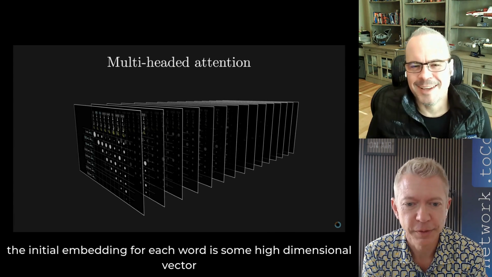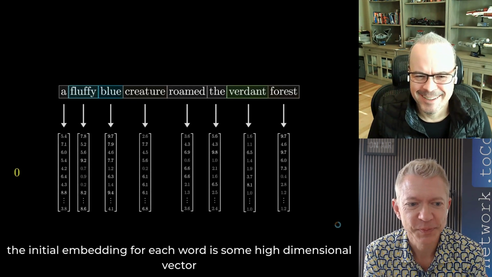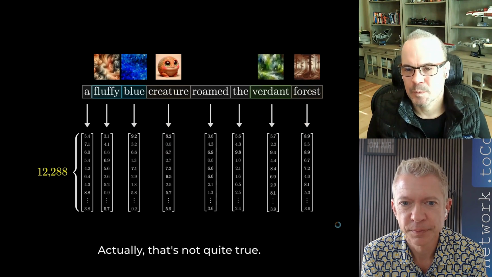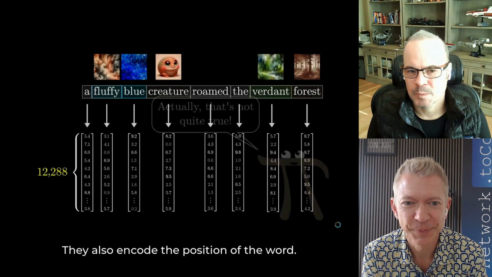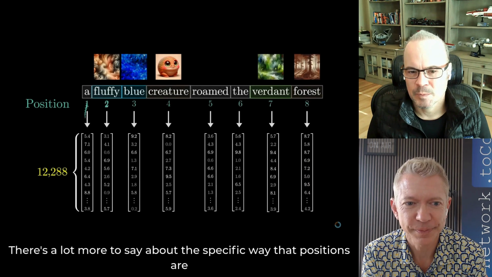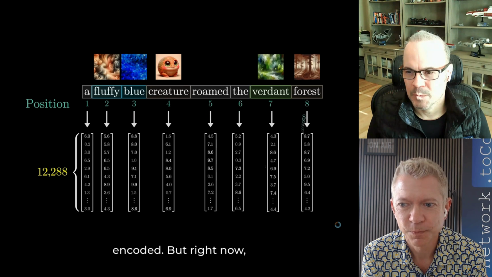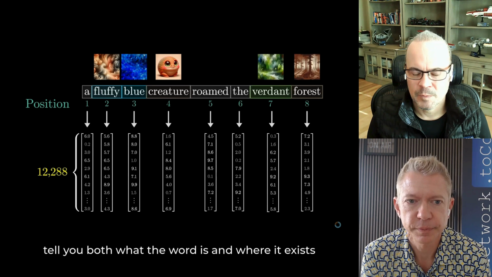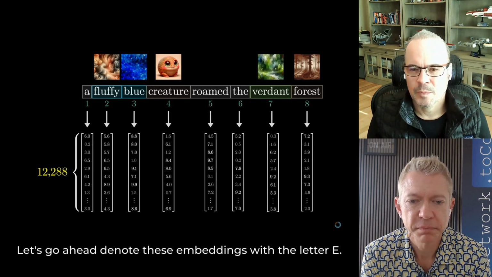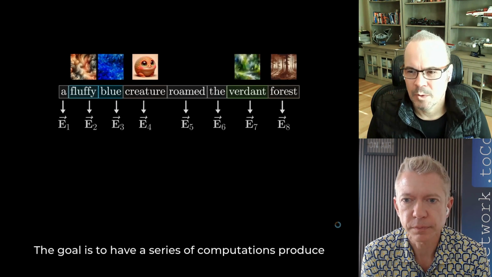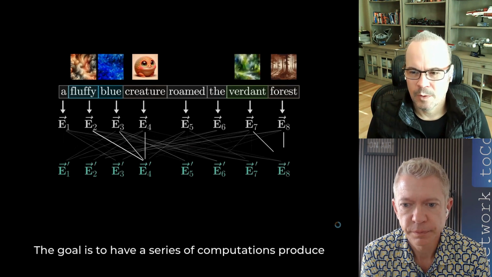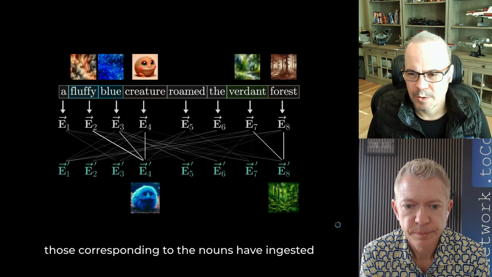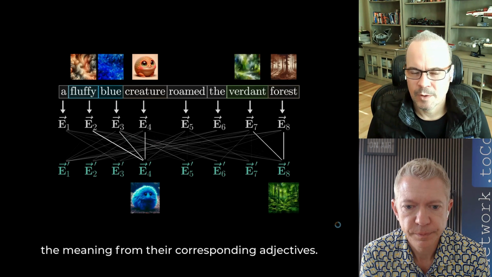Again, the initial embedding for each word is some high-dimensional vector that only encodes the meaning of that particular word with no context. Actually, that's not quite true. They also encode the position of the word. There's a lot more to say about the specific way that positions are encoded, but right now, all you need to know is that the entries of this vector are enough to tell you both what the word is and where it exists in the context. Let's go ahead and denote these embeddings with the letter E. The goal is to have a series of computations produce a new refined set of embeddings where, for example, those corresponding to the nouns have ingested the meaning from their corresponding adjectives.